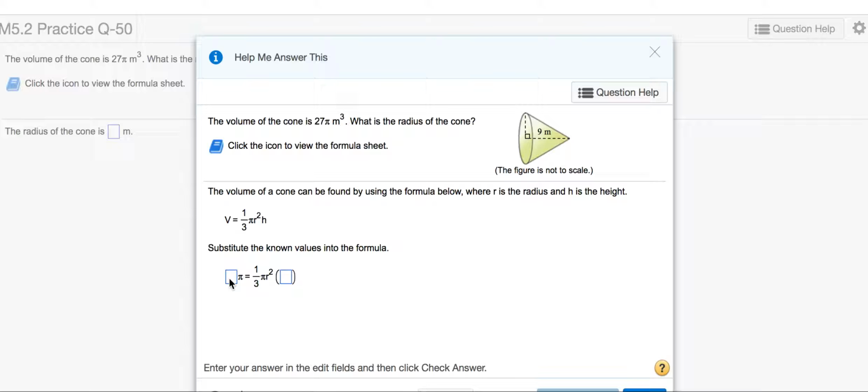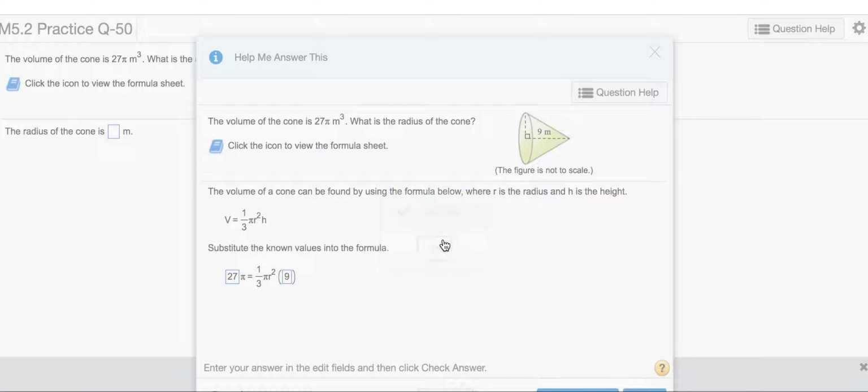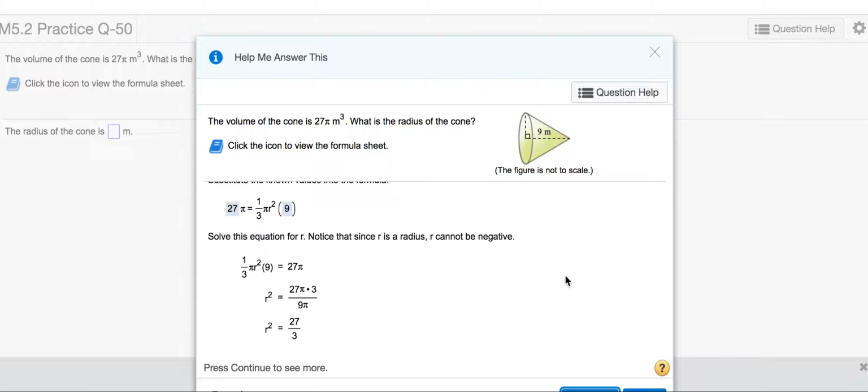Substitute the known values in the formula. We know the volume is 27 pi, and we know the formula is 1/3 pi r squared. We don't know r, but we do know h, which is 9. I'm going to check my answer. Should be correct. There we go. Now we're going to solve it.